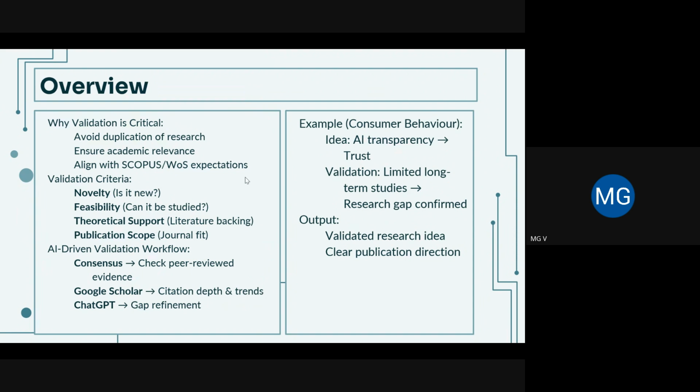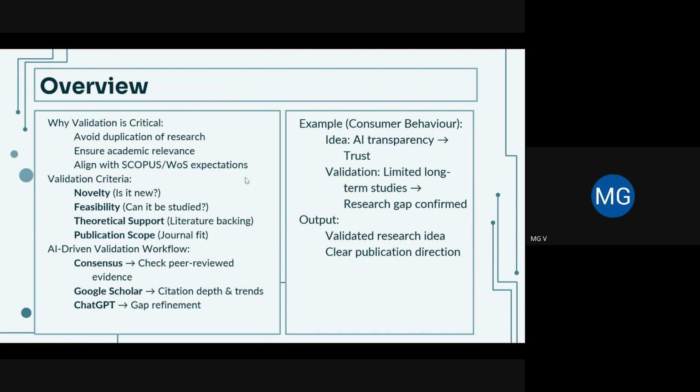After generating research ideas, validation is essential to ensure that the idea is publishable and not redundant. See, every idea cannot be published. A research idea must be evaluated on 4 key parameters. What are these key parameters? Novelty, feasibility, theoretical support, and publication scope.